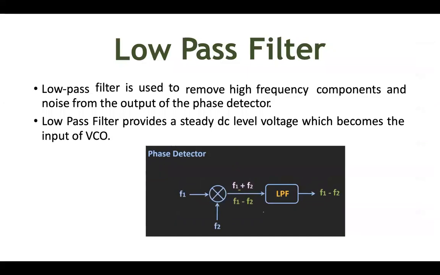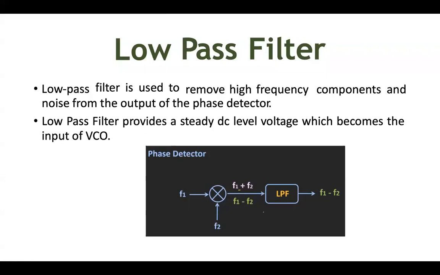It allows only the lower frequency signals, and the higher frequency signals are all blocked, right? So a low pass filter is used to remove high frequency components and noise from the output of the phase detector, right? So lower frequencies are allowed and higher frequencies are nullified. The low pass filter provides a steady DC level voltage, which becomes the input for the VCO.